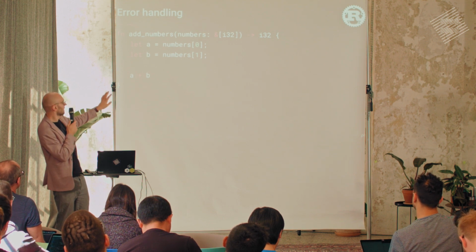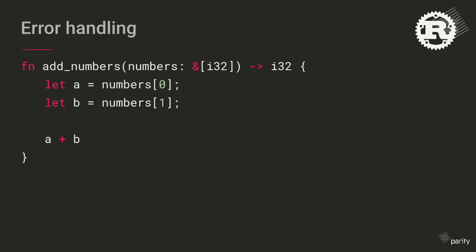Yes, so I don't know the length, so numbers 0 and 1 might not exist. There's another thing that is also horribly wrong with this, specifically if you're very paranoid about security. Anyone?